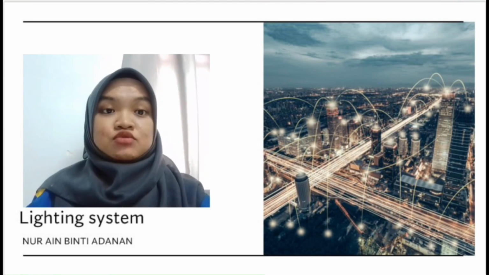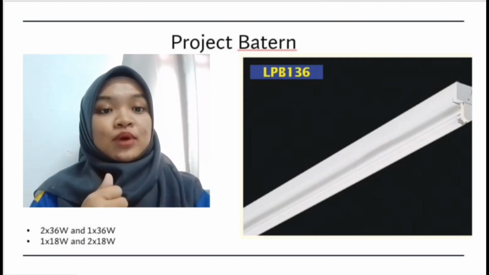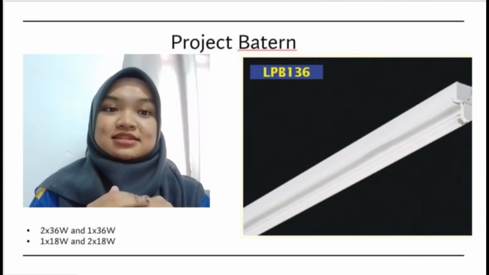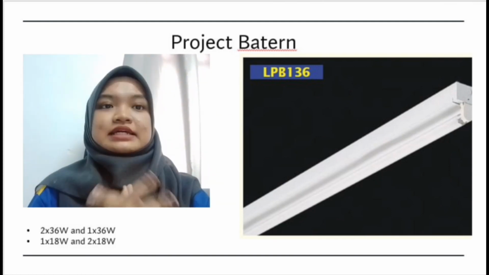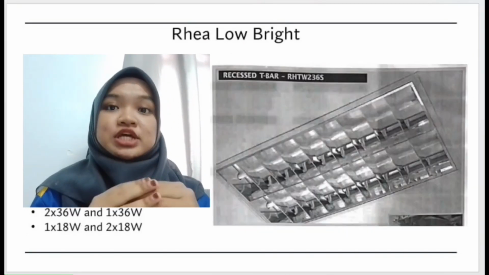First, I will explain assignment 1, which is about designing a lighting system. For lighting, I'm using 2x36 watt, 1x36 watt, 2x18 watt and 1x18 watt fluorescent lamp types, which are project batten. The casing of those lighting types is rear low bright and bare channel fitting.